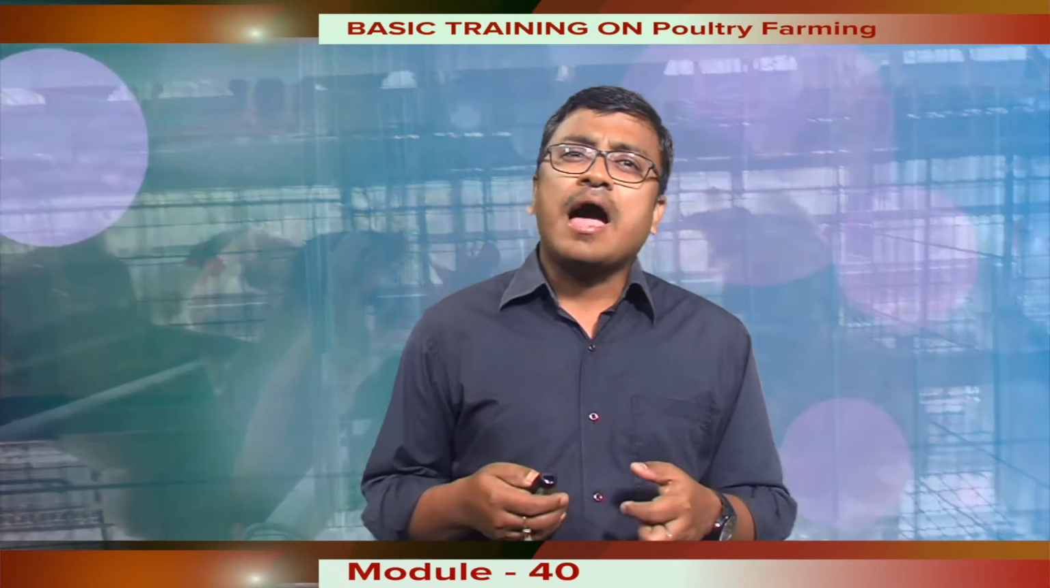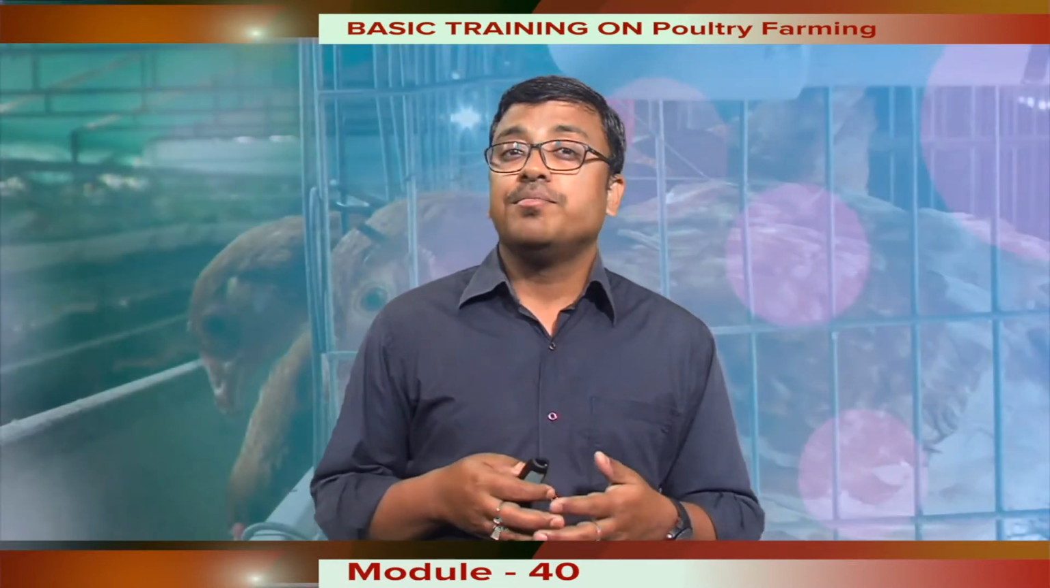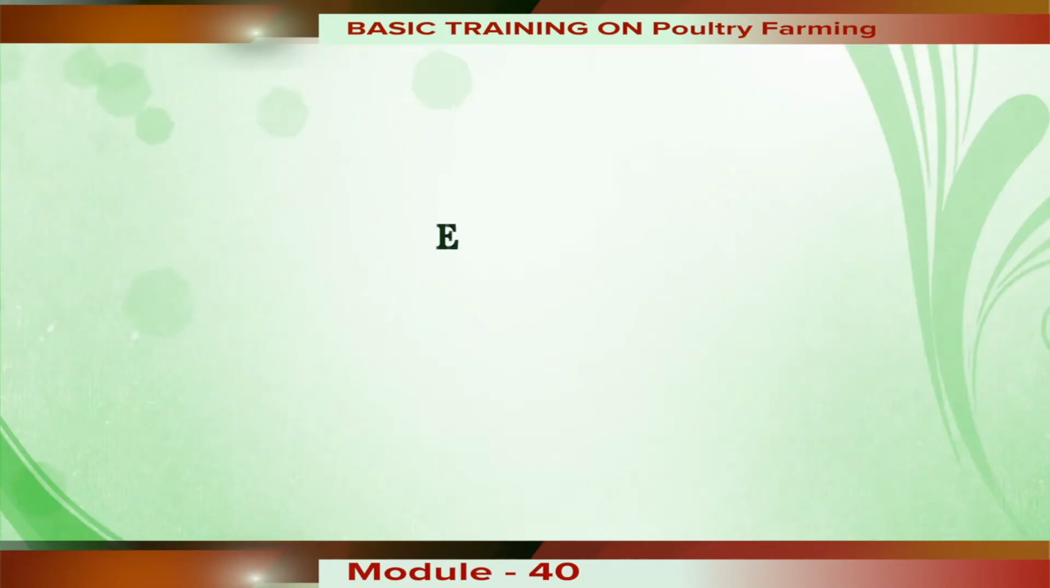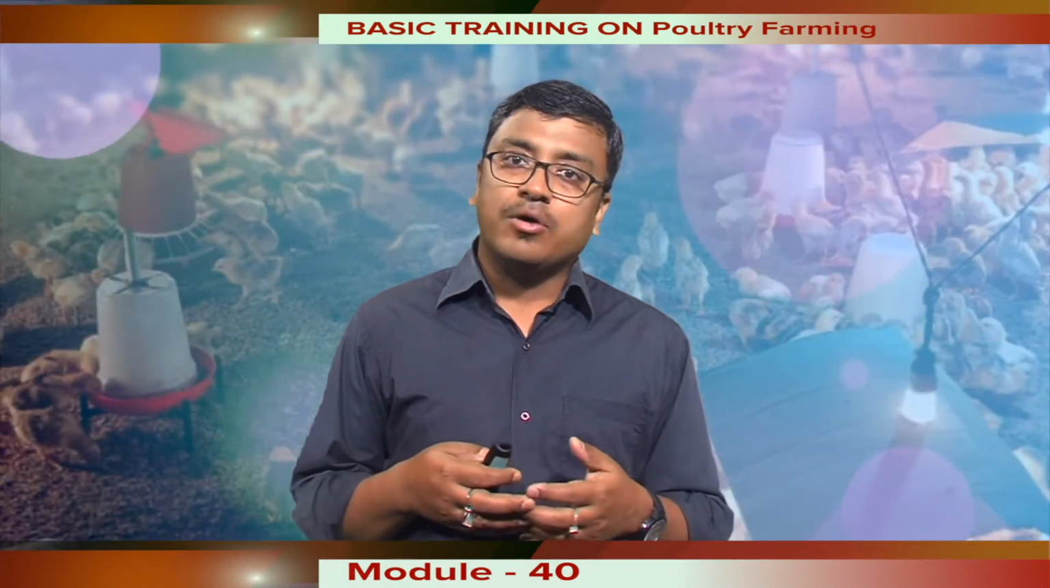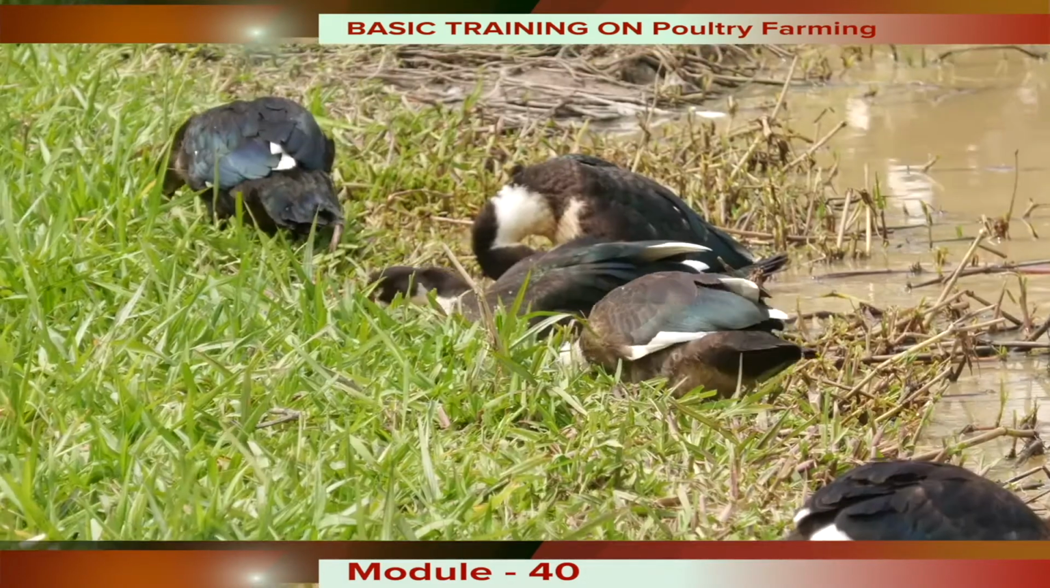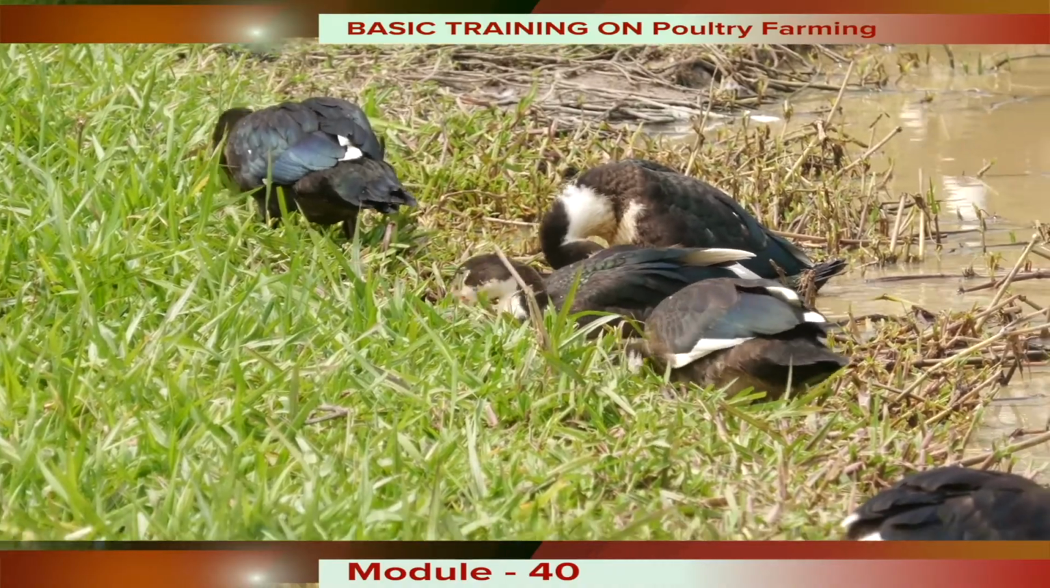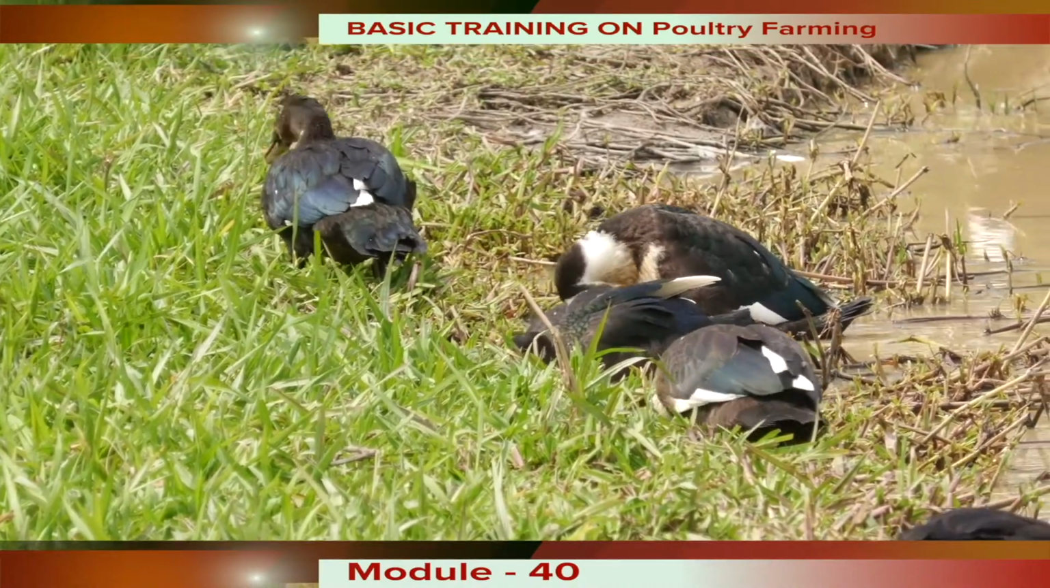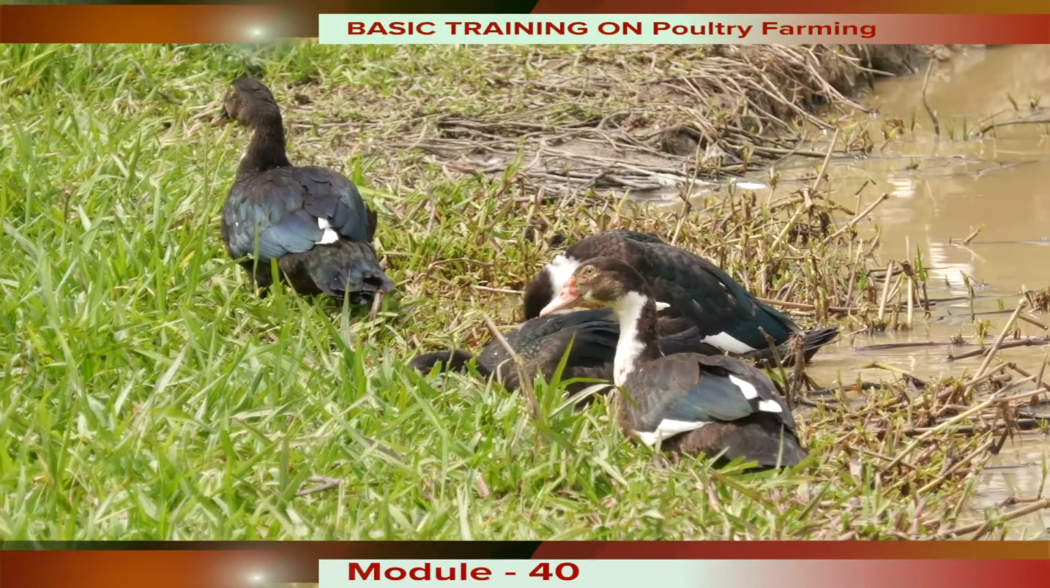Now let us look at the duck breeds. The breeds of ducks may be divided according to the purpose for which they are raised, like meat, egg, and ornamental type. First, we shall look at the egg type. Ducks normally begin to lay at about 6 months of age. Ducks of the improved laying breeds, for all practical purposes, are non-broody.